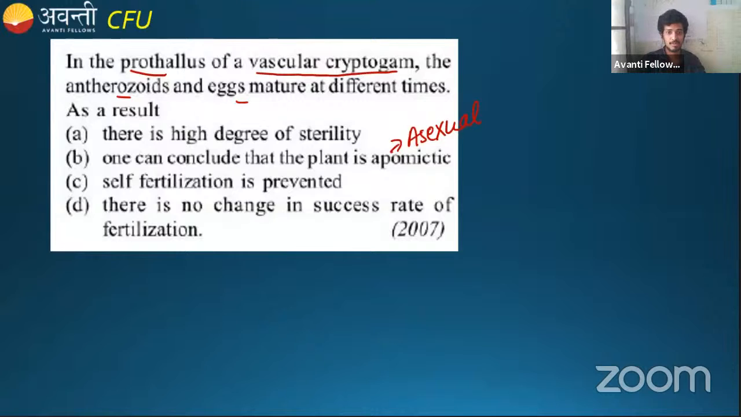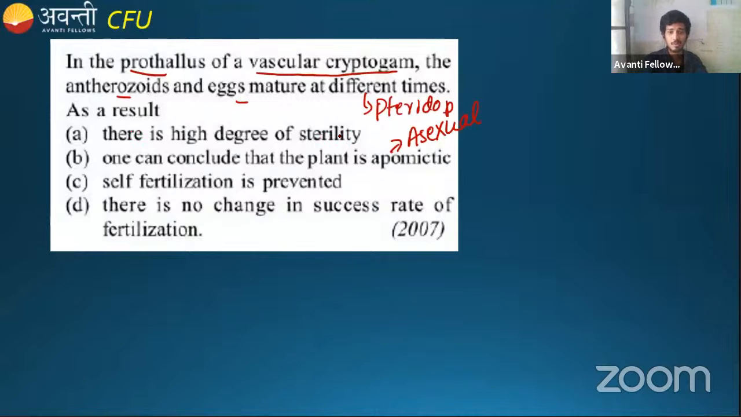24% chose option A, 25% B, 32% C, and 19% D. What we have to see here in this basic question to find the answer? First, they gave the prothallus and they gave the vascular cryptogams, so it will come to mind that they are talking about the pteridophytes. Then they are asking why the antherozoids and eggs mature at different times. What may be the reason?